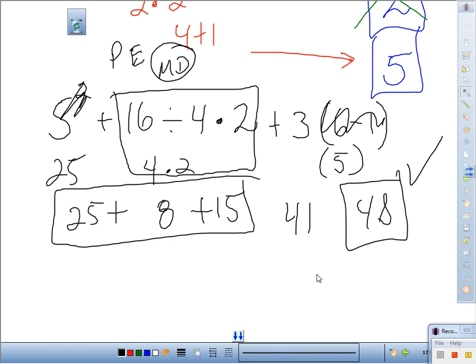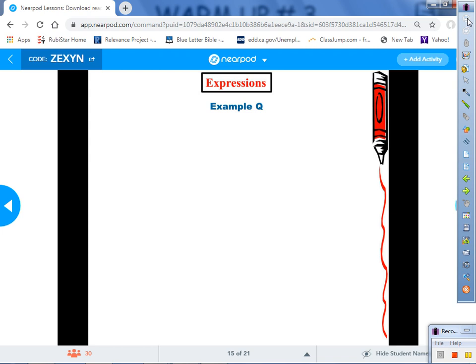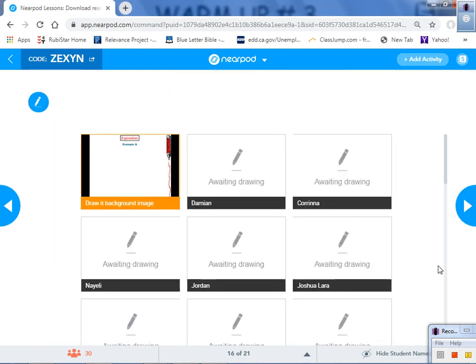So since we're done with that, let's move on and crank it up a notch. Yes? All right, here we go. Before I do so, though, lock your toolbar. Send me a picture of your work so far.